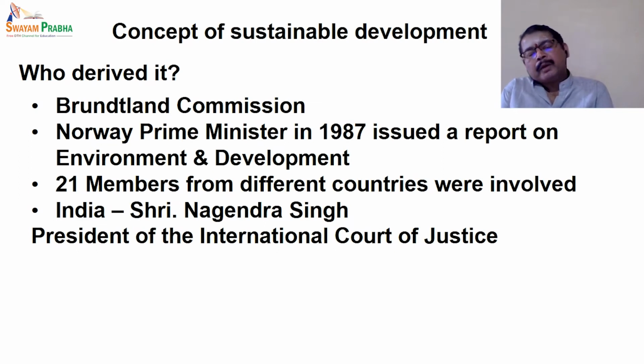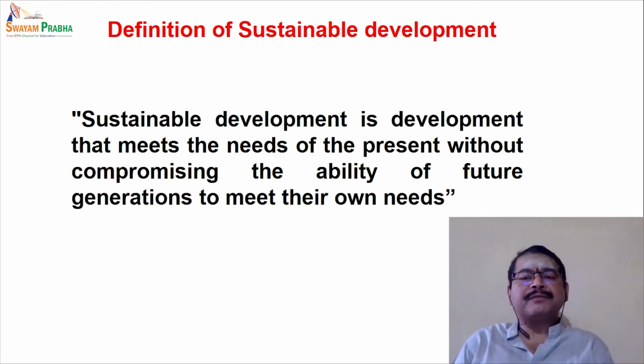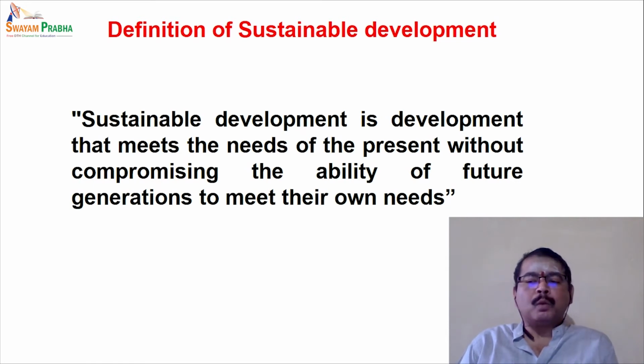It included 21 members from different countries who were involved in framing the report, giving recommendations for sustainable development. From our nation, India, Sri Nagendra Singh, the President of the International Court of Justice, participated and took a lot of proactive measures in preparing the report on sustainable development. So, that is how the concept of sustainable development took its origin. From the Commission's report, we infer the definition of sustainable development as the development that meets the needs of the present without compromising the ability of future generations to meet their own needs.